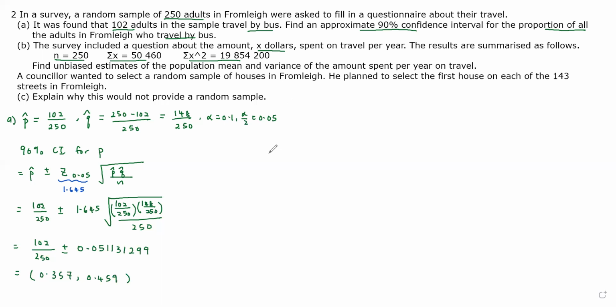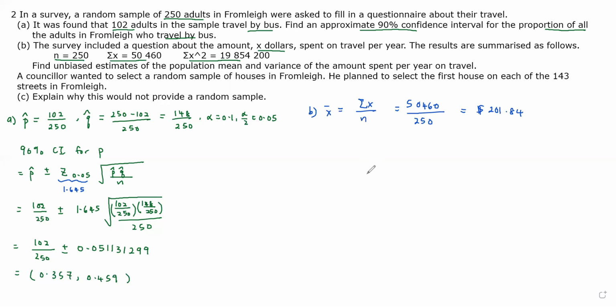For part B here, the unbiased estimate for the population mean is the sample mean. So sample mean is the sum of X over N, and we have 50,460 over 250. That is $201.84.